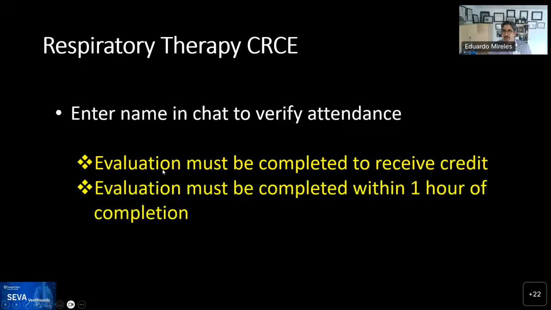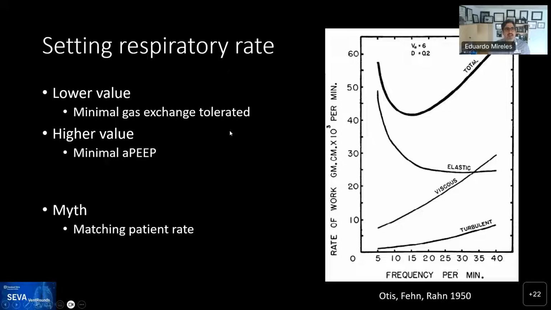So as always, we start with a brief nugget. And here, Rob and I will talk a little bit about setting the respiratory rate and what it means. And I think that in general, as we're setting the ventilator respiratory rate, I think of two ways. If the patient is breathing spontaneously, then I set a lower value at the minimum that I think the gas exchange is tolerant, the lowest possible pH that I would be comfortable with.